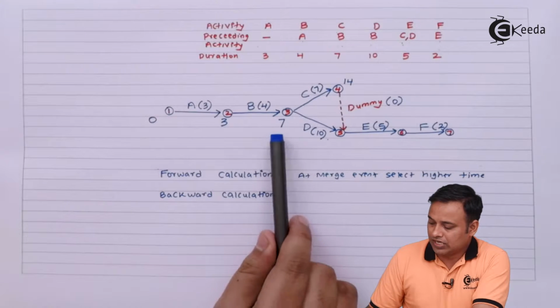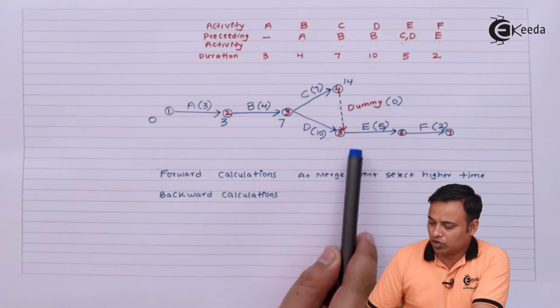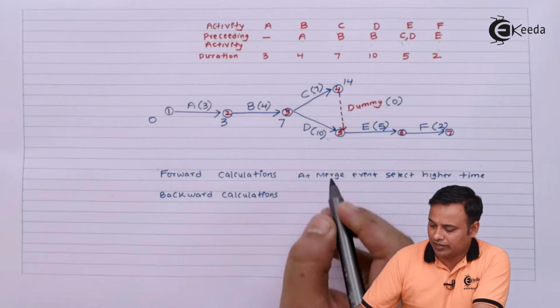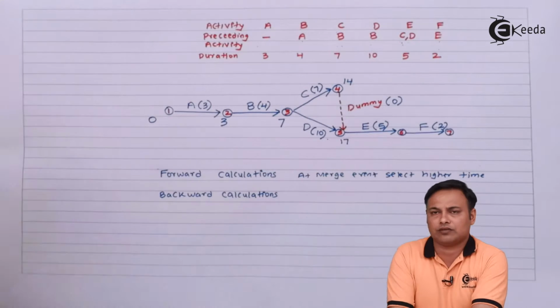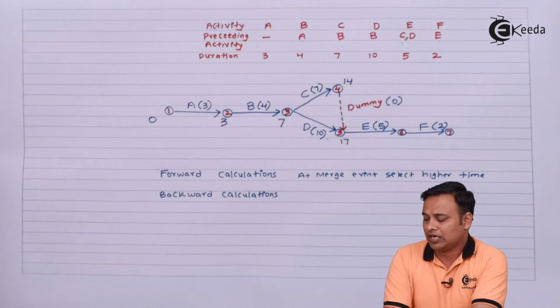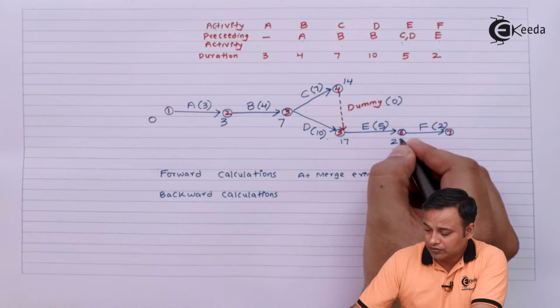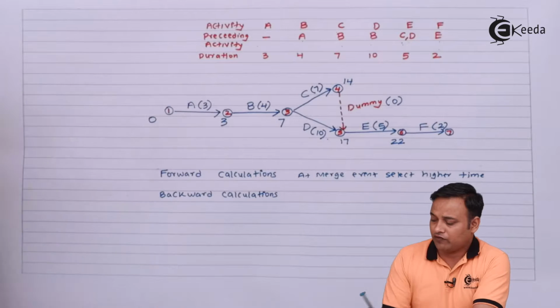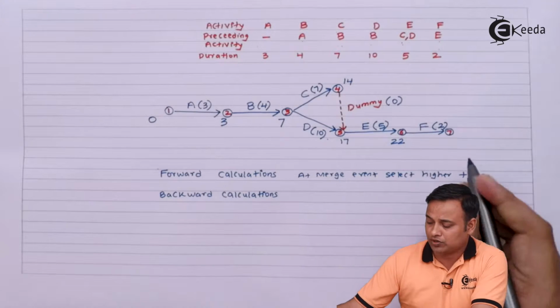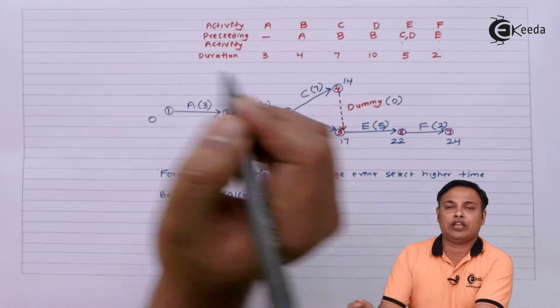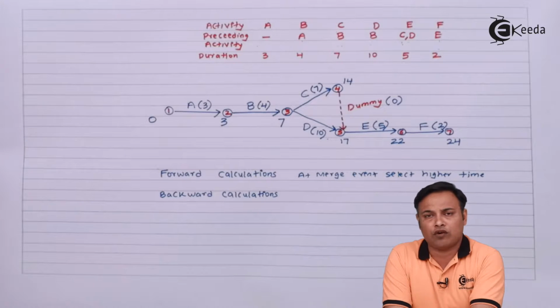So 7 plus 7, 14, 14 plus 0, 14, or 7 plus 10, 17. Whichever is more will be 17. Now from 5 to 6 it will be 17 plus 5, 22, and from 6 to 7 it will be 22 plus 2, 24. This will be called the forward calculation.